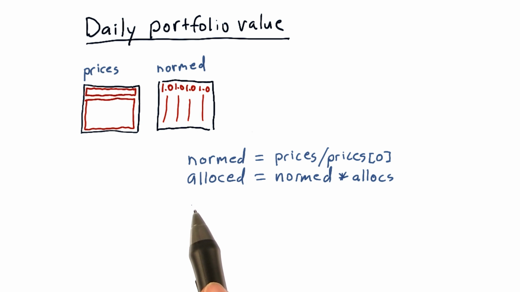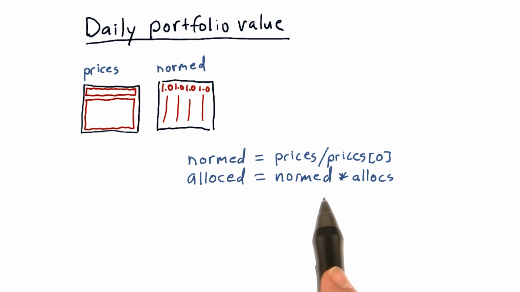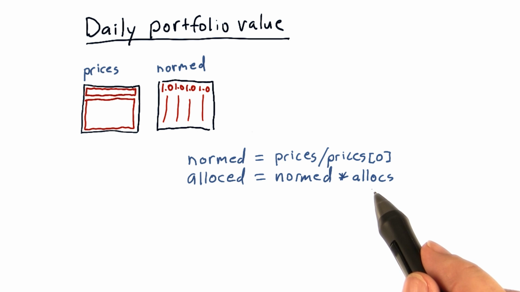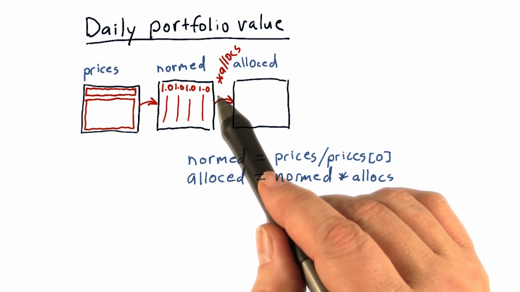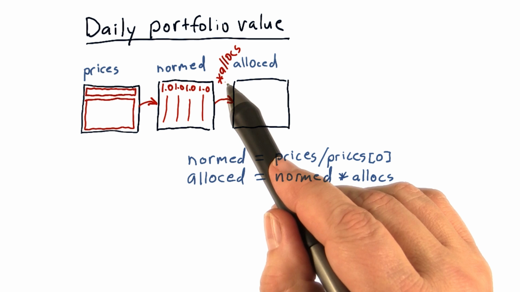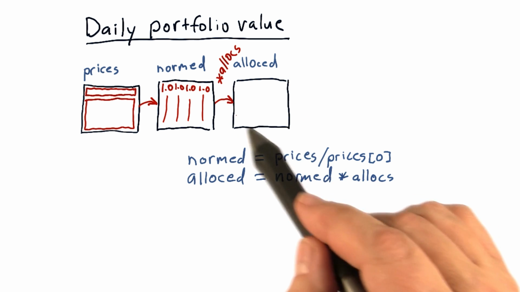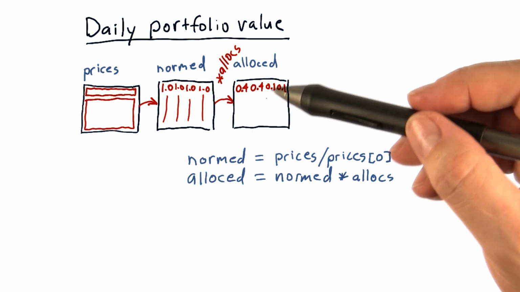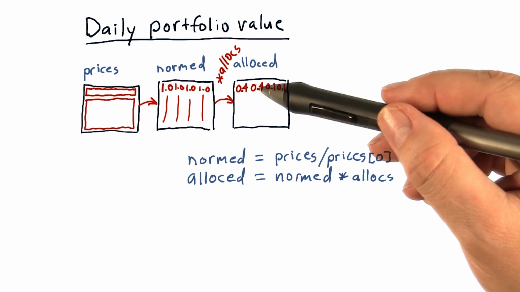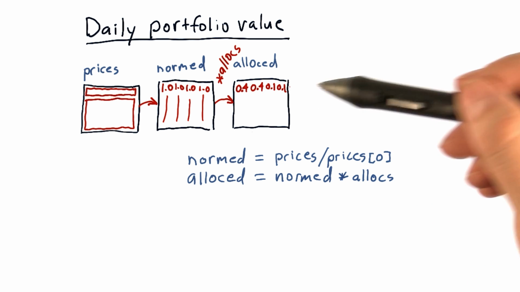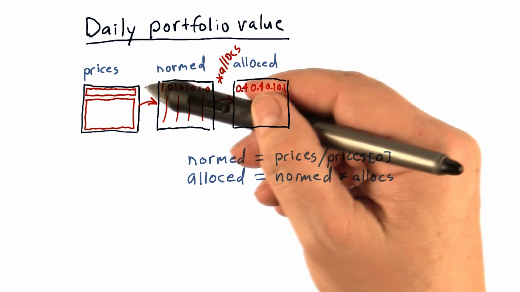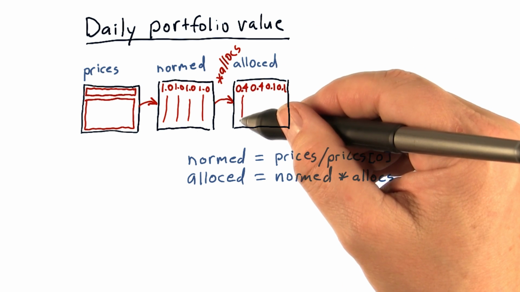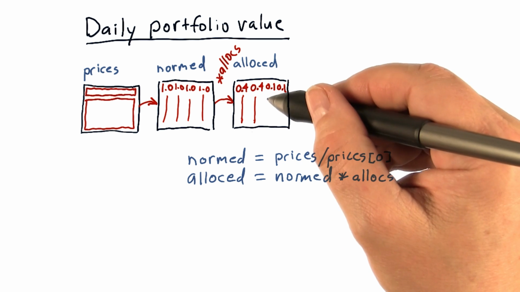The next step is to multiply these normed values by the allocations to each of the equities. So we just multiply normed times our allocations, allocs, and that gives us a new data frame, alloced. Now, as you remember, our allocations were 0.4, 0.4, 0.1, 0.1. So when we do that multiplication, the first row is going to represent those numbers, and the data after the first row will be sized accordingly.